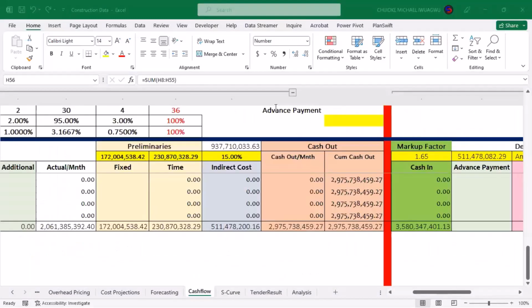And QS Munawara says, good morning. It's possible to get this spreadsheet to practice. Yes, we'll make it available to you.